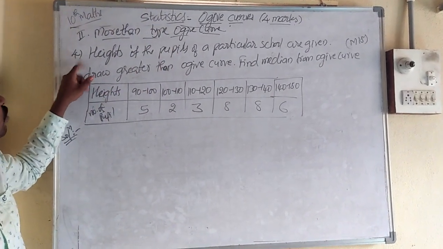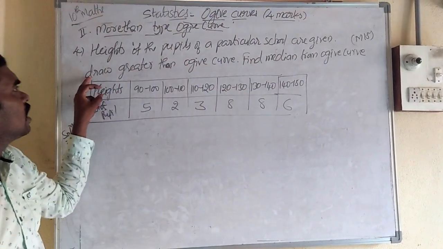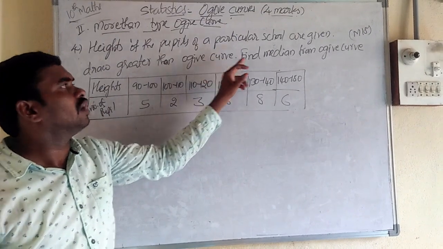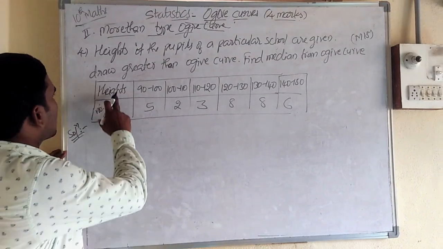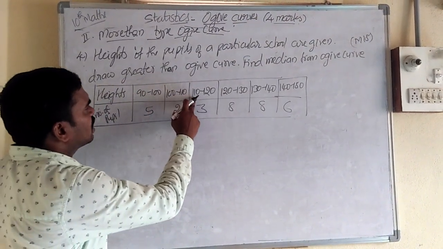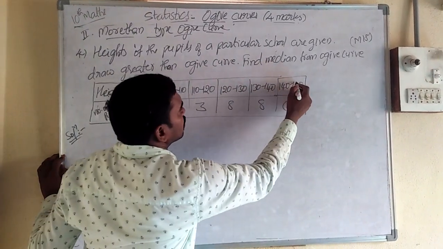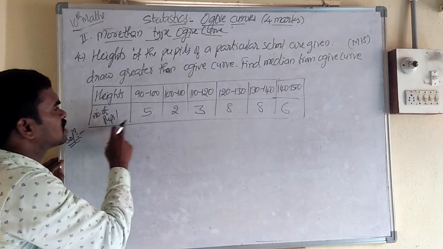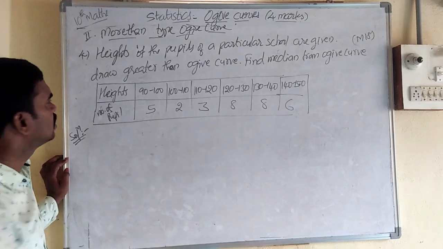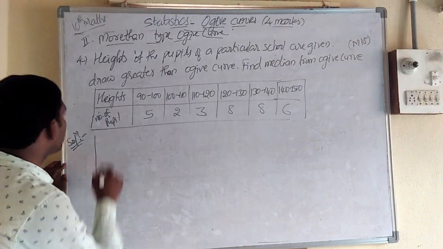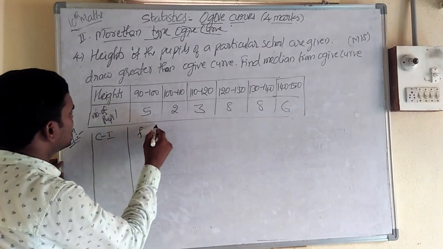In that, one question is the fourth one. Heights of the pupils of a particular school are given. Draw the greater than ogive curve. Find the median from the ogive curve. Heights are 90 to 100, 100 to 110, 110 to 120, 120 to 130, 130 to 140, 140 to 150. The number of pupils are 5, 2, 3, 8, 8, 6. Pupils means students. Usually the first one is taken as class interval, the second as frequency.